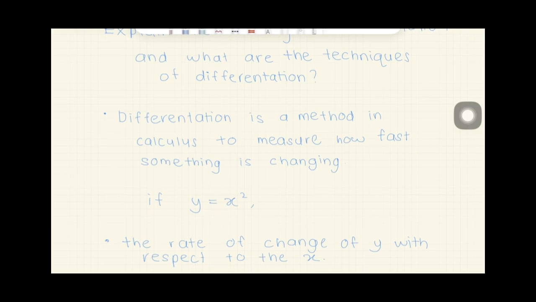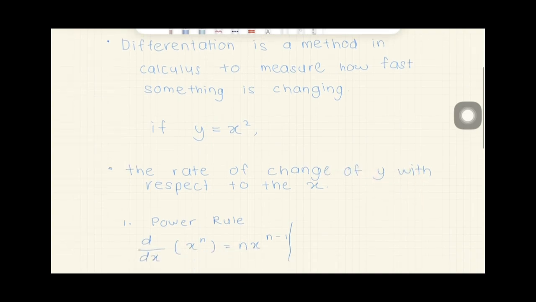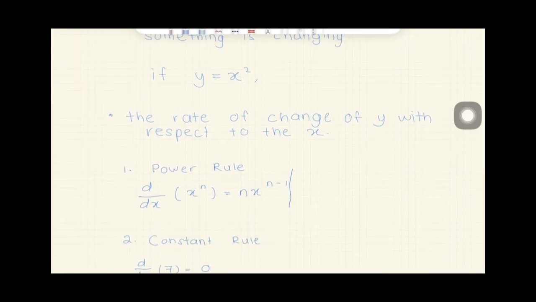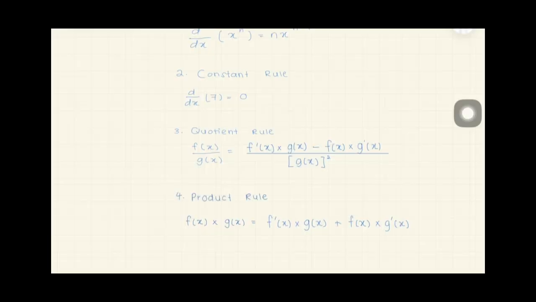Let's say if y equals x squared, then the differentiation tells you how fast x squared grows as the value of x increases. And the meaning of differentiation is the rate of change of y with respect to x. After that, we're gonna proceed to the techniques of differentiation. We have 4.